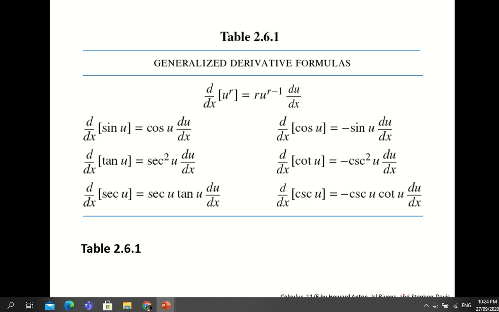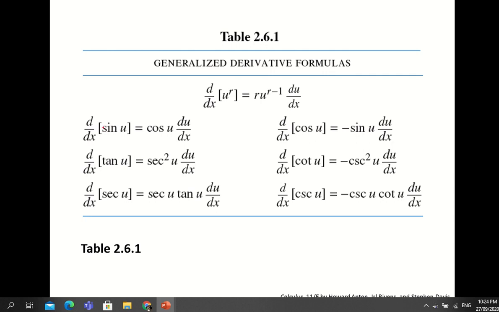So we have here the generalized derivative formulas. The derivative of u to the r is equal to r times u to the r minus 1 times the derivative of u with respect to x. So take note, this is for the chain rule. Alright.